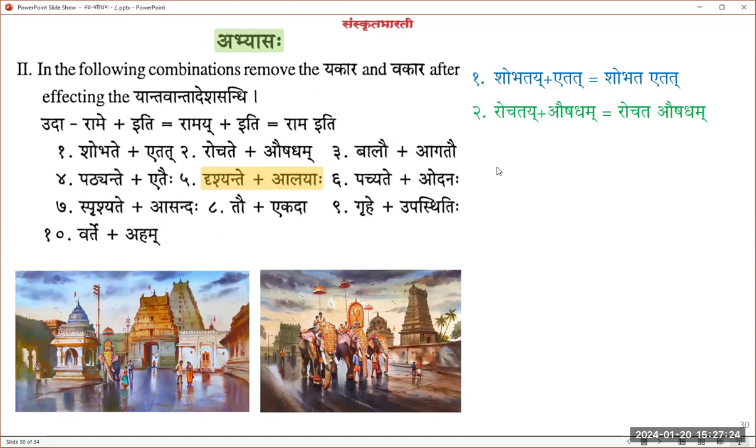So, Sindhu Variye. Sir. Balau plus agatau. Balau, au will be dropped. No, au won't be dropped. Au will first get replaced. You're short circuiting and making mistake. First, go through the Vanta Desha. What kind of Adesha will happen?